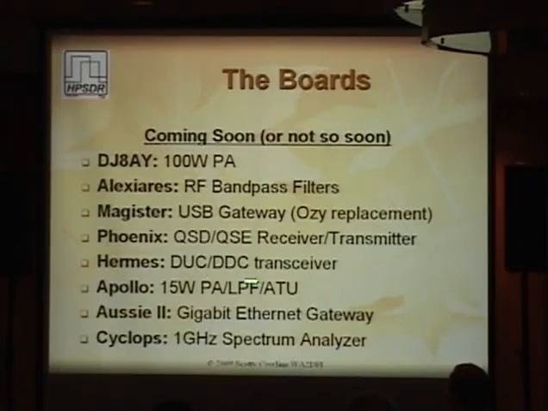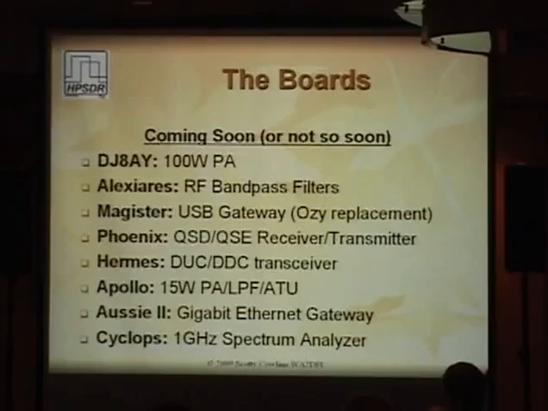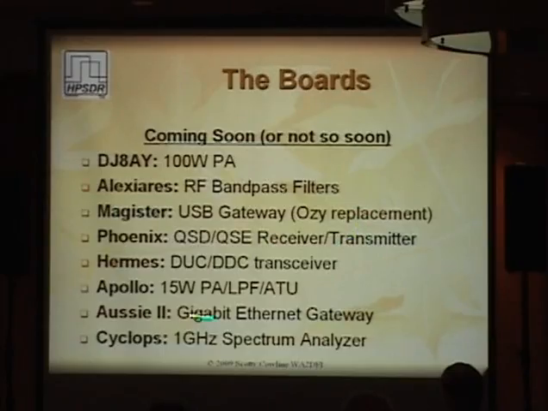Hermes, and this is probably the most exciting new one that's coming down the pike, and I've got some slides on this later, but this is basically a transmitter section out of a Penelope, a receiver section out of a Mercury, and a USB section out of an Aussie, all cut out and pasted onto one board. So this will be a single board solution for a transceiver. And now you notice there's a few things missing, like the PA and the filtering. Well, that's what Apollo is.